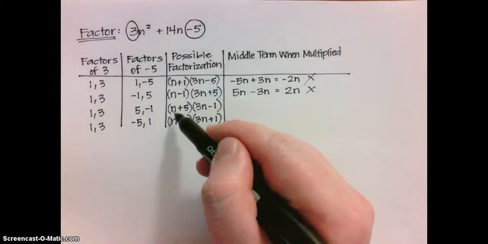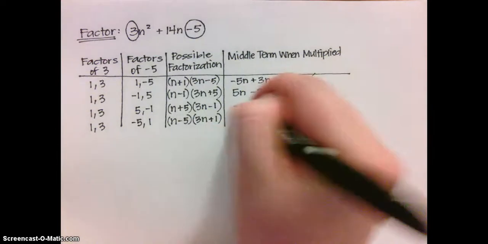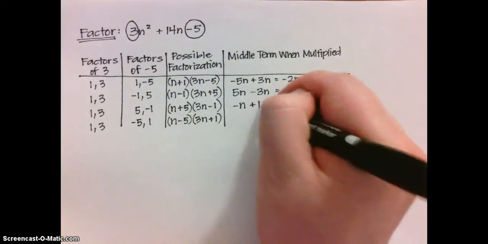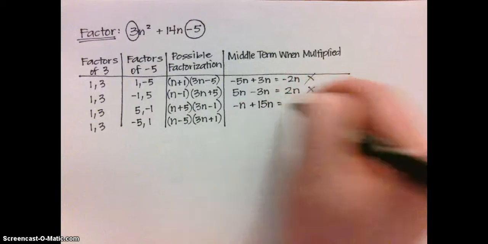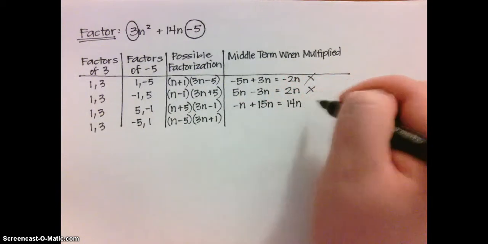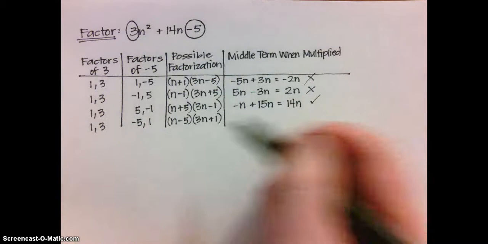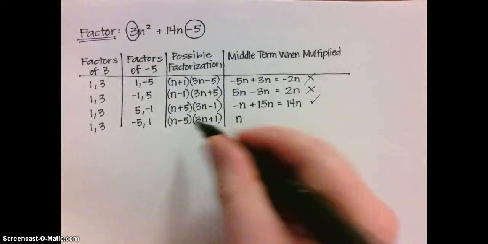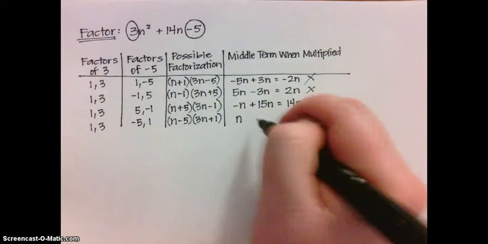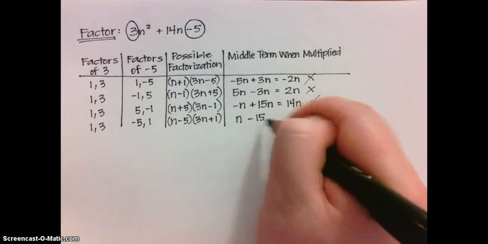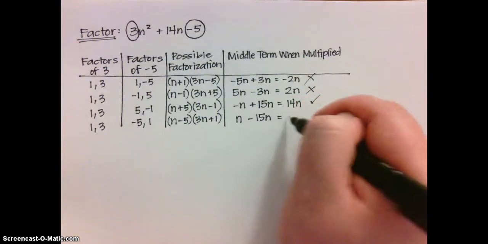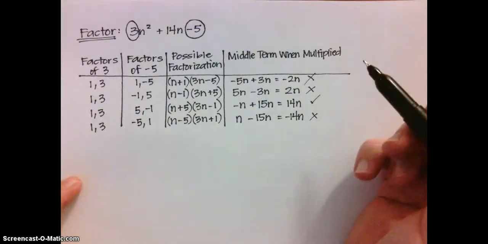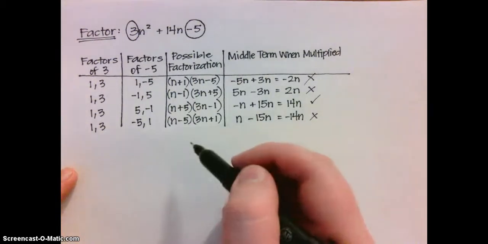Let's try the third one. N times -1 is -n. 5 times 3n is plus 15n. And that does equal 14n. So it looks like I found it. Let's just check our final one. N times 1 is positive n. -5 times 3n is -15n. N minus 15n is -14n. I'm not looking for that. So it looks like I have found my factorization.